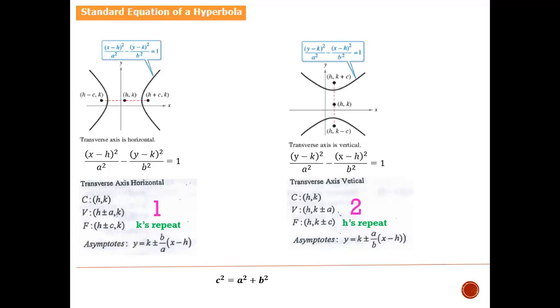To find our foci, we have a new formula. Please don't mistake this one with the ellipse one. This one is c squared is equal to a squared plus b squared. It looks exactly like the Pythagorean theorem. So let's do this example. Find the standard form of the equation of the hyperbola with vertices at (0, 2) and (4, 2), and the foci at (-1, 2) and (5, 2).